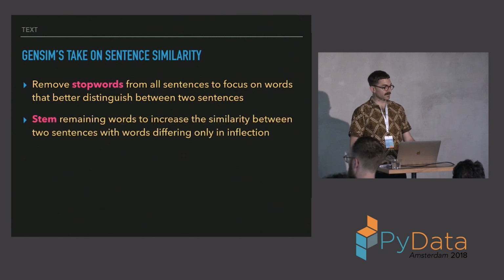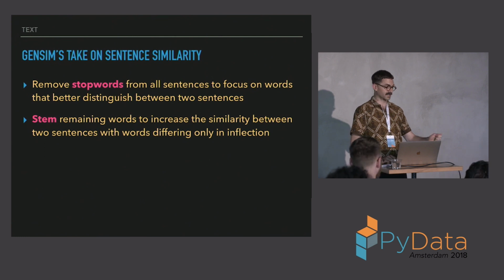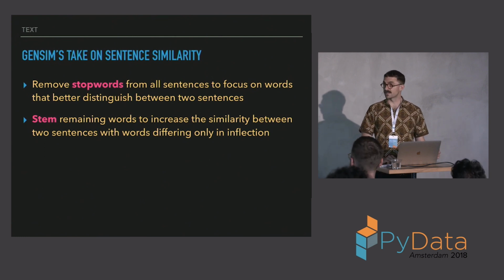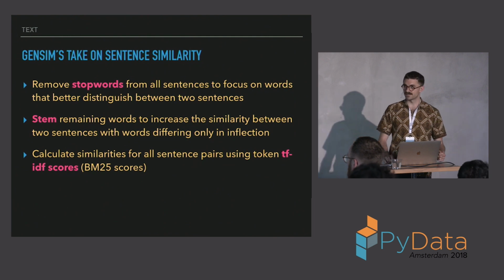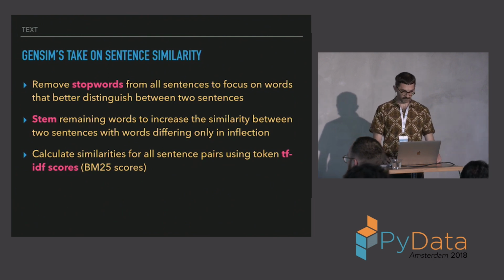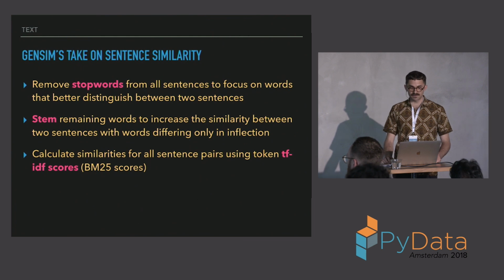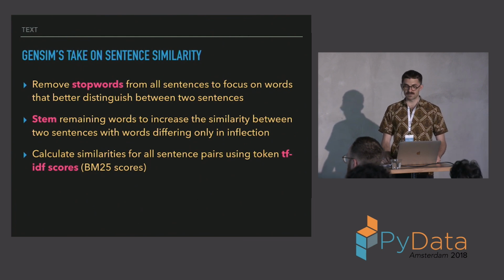Two, stem the remaining words to increase the similarity between two sentences with words differing only in inflection, but being the same in concept. And lastly, calculate similarities for all sentence pairs using token TF-IDF scores, or really BM25 scores. And there's one other non-text rank-related trick that GenSim has up its sleeve.